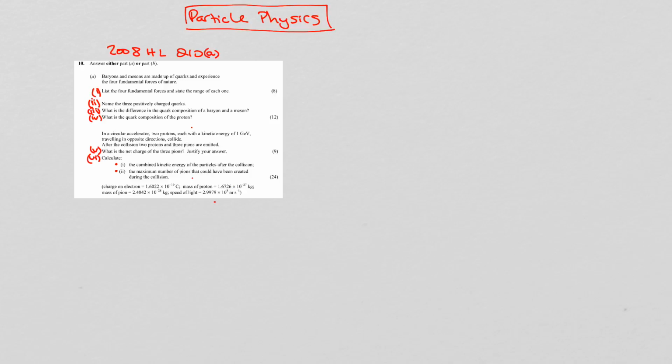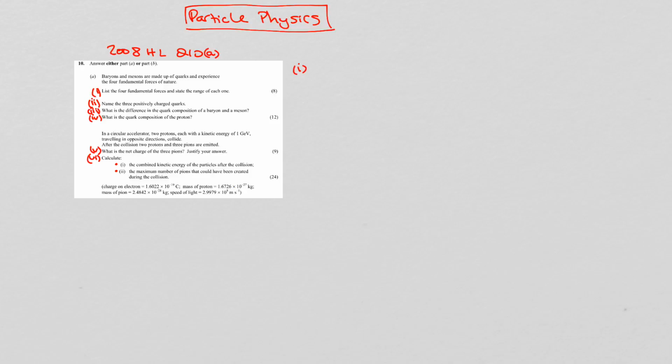Something important to note here is this time we're actually given the charge of the electron, the mass of the proton, mass of pion, and speed of light. So rather than having to refer to our maths tables, page 47 and 48, we're given the values. If you're given the values in these questions, you use the values given to you. That would be the best approach for these questions. Okay, so let's look at the first question then.